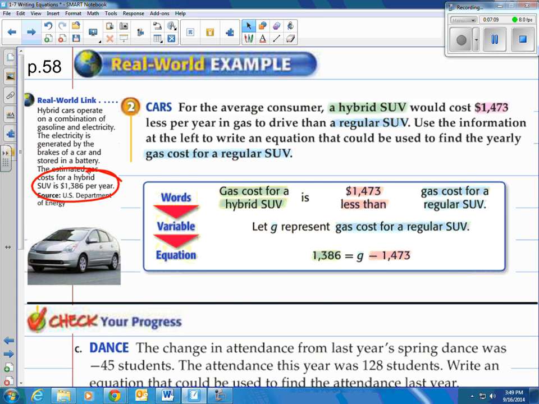It says they take the gas cost for the hybrid SUV, and that is $1,473 less than the gas cost for a regular SUV. Now we're looking for the regular SUV's gas cost, so we label that with a G. And they literally just take the numbers, plug them in as they are given through the sentence. Now I do want to say this. Notice at the end here they have 1,386 equals G minus 1,473. Sometimes you're going to actually switch things around. You're not going to put them in the order that they are. Notice that the gas cost right here is actually second because you're actually subtracting there.